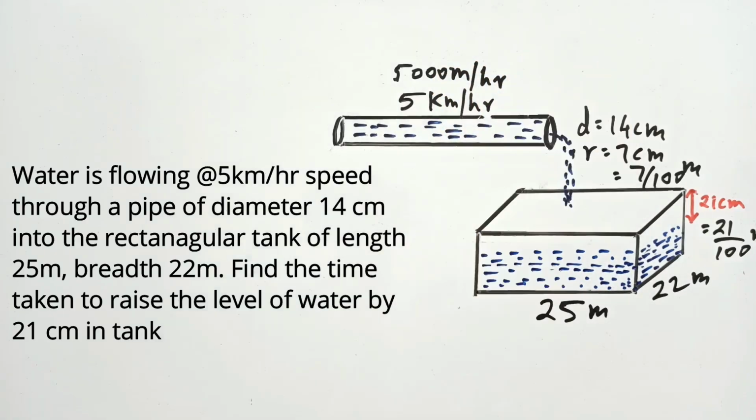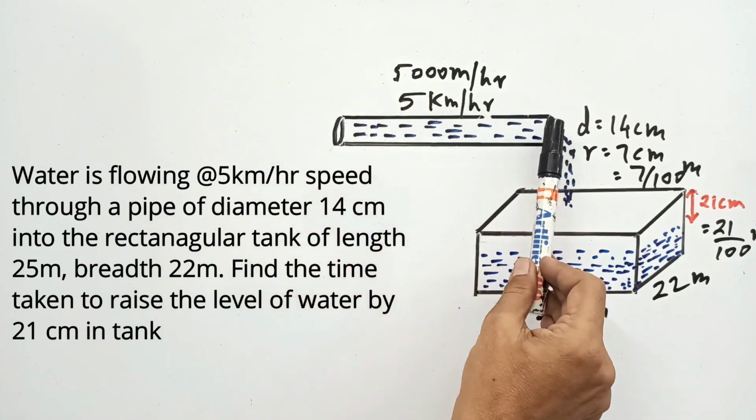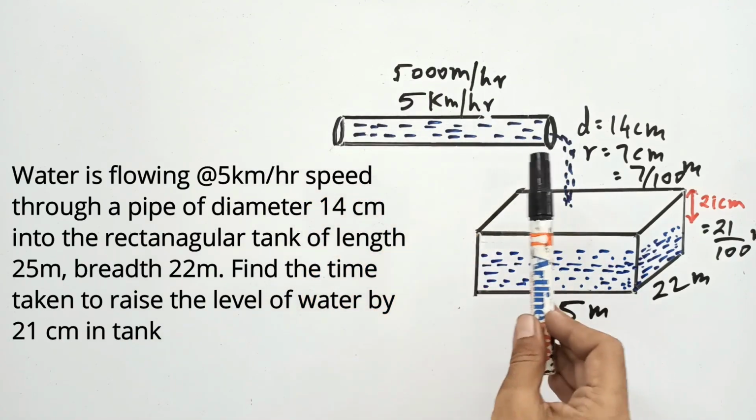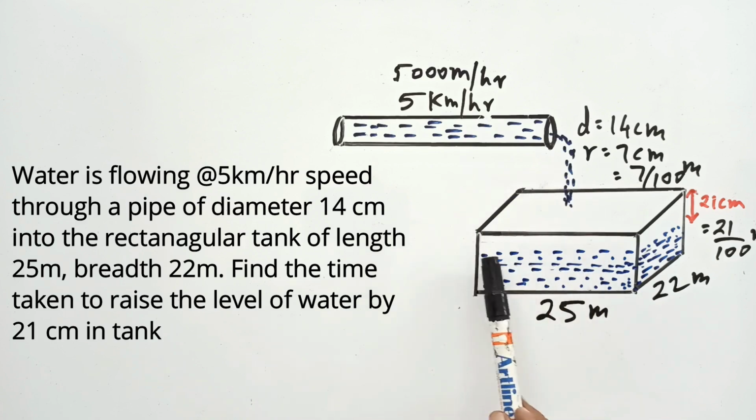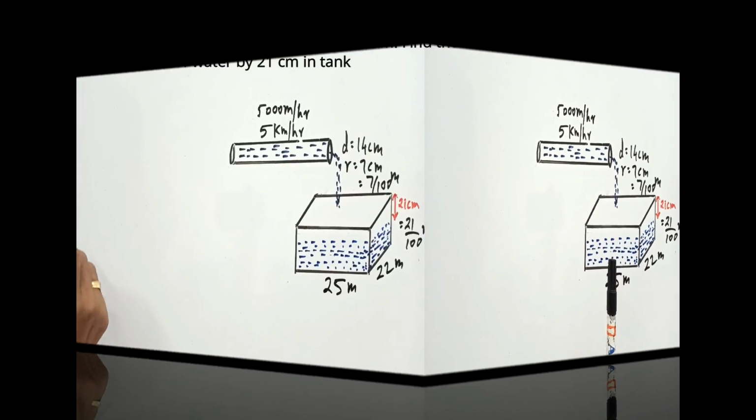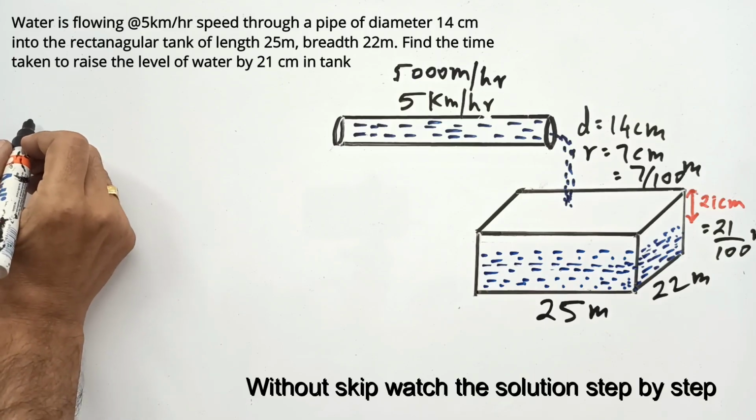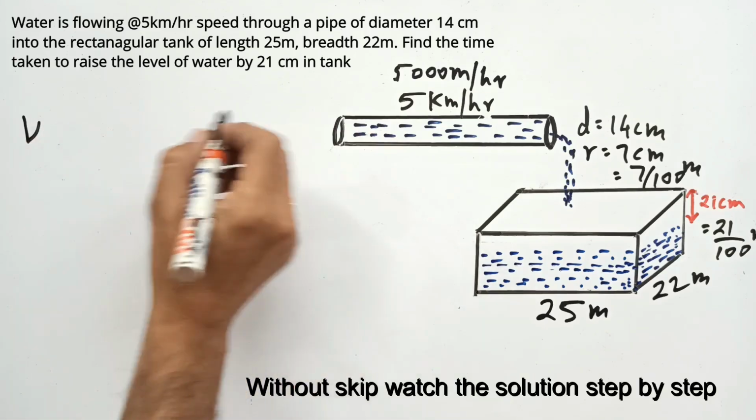meter per hour. Now listen, the very important concept we will use here. The volume of water through the pipe in 1 hour is equal to the volume of water collected in the rectangular tank. So first of all, let us find out the volume of water flowing through the pipe.